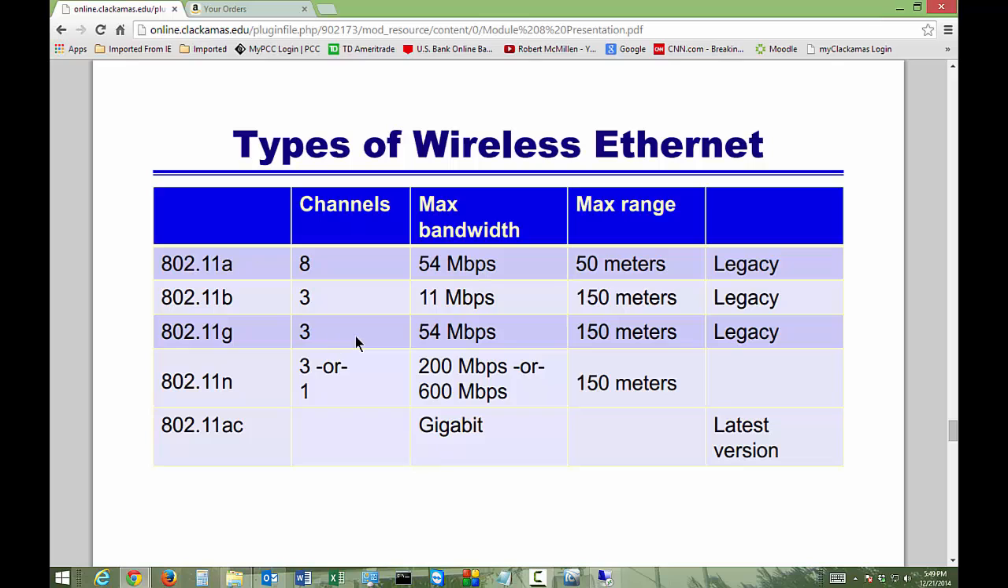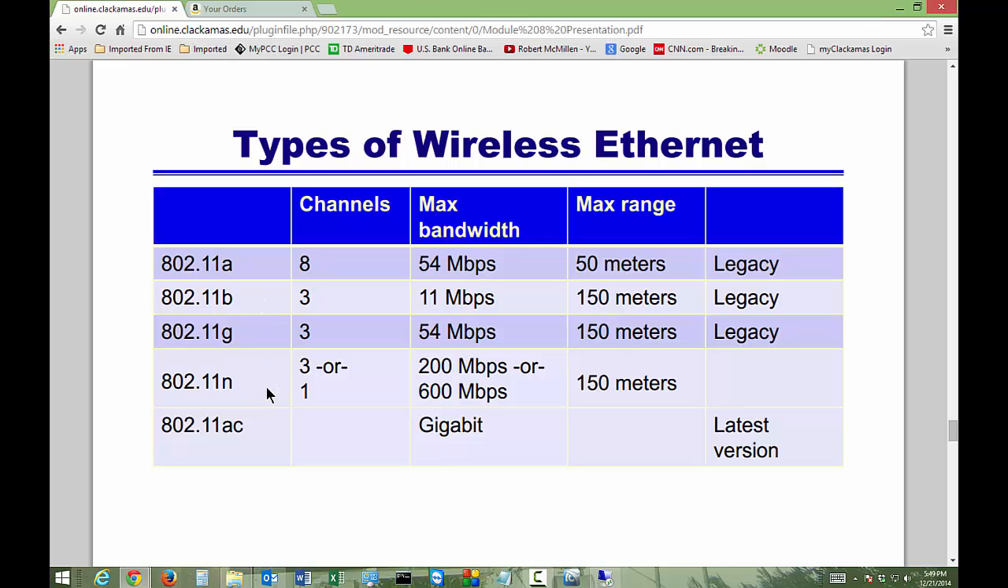G is a similar situation as B. It only has the 3 channels, 1, 6, and 11. That's a quiz alert, by the way. And it will go at 54 megabits per second, and it'll go up to 150 meters. So it's a very good speed. Most every device nowadays has the G capability. Most of them have dropped off the B and A bandwagon, but it's certainly possible that if they come up with new iterations of A and B, they may get popular again.